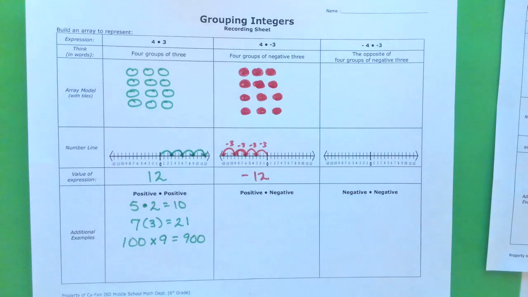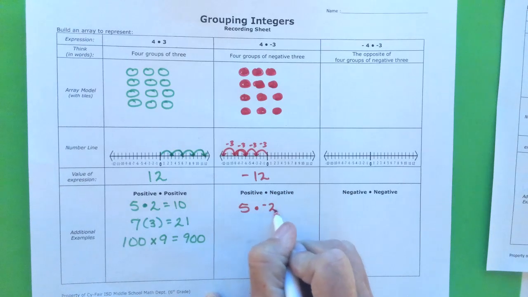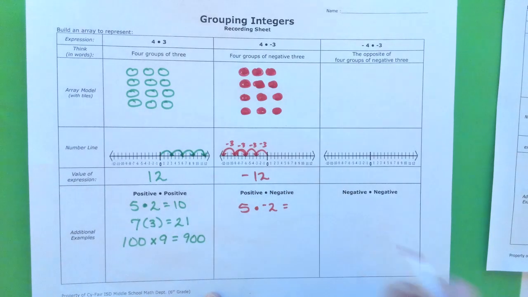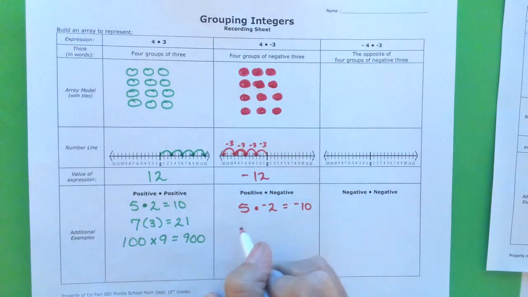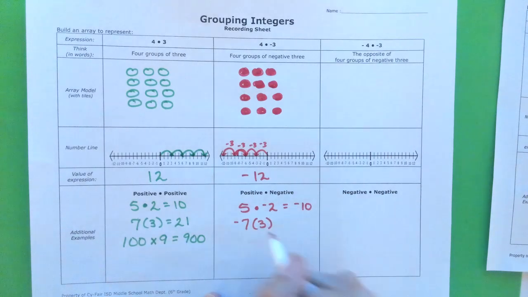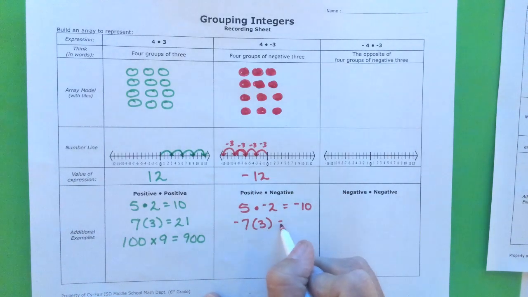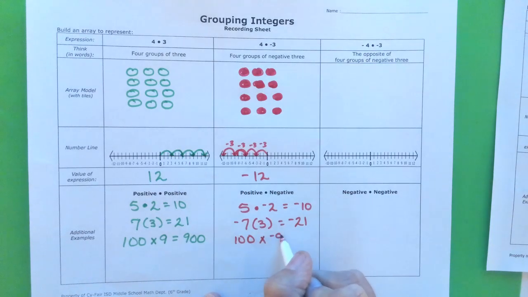Other examples of positives times negatives, I could have positive 5 times negative 2. And if I have 5 groups of 2 negatives, that would give me a negative 10. The negative can also go first. Let's say I have negative 7 times positive 3. That's the same as 3 groups of negative 7, which is negative 21. Or I could have 100 times negative 9, giving me negative 900. So it's important to know your integer rules and different forms of multiplication.